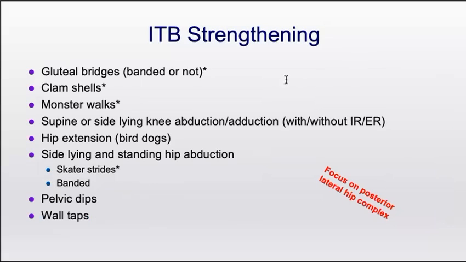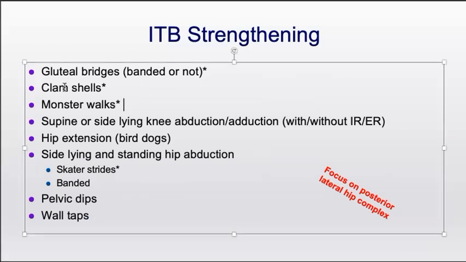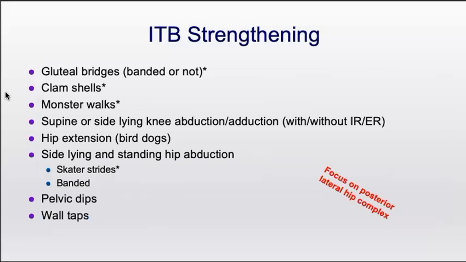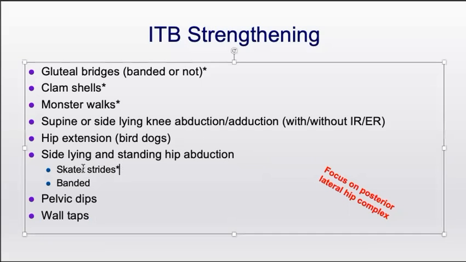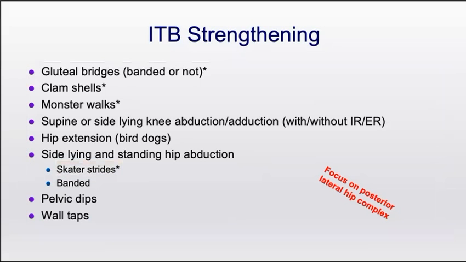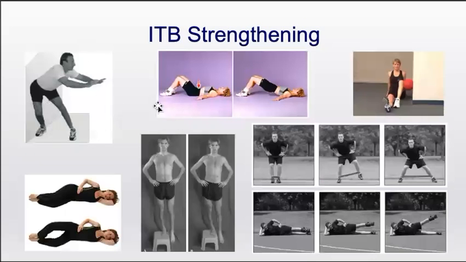You will also want to focus on strengthening the posterior lateral hip complex. So glute bridges, clamshells, monster walks, these are sort of a mainstay. These are my personal favorite posterior lateral hip strengtheners. You can also do supine or sideline knee abduction and adductions. You can do some bird dogs. You can do skater strides, which are another one that I'll often incorporate with these three. You can do those banded, or you can do them without bands. And wall taps are another great exercise. So wall taps are right here on the upper left side.